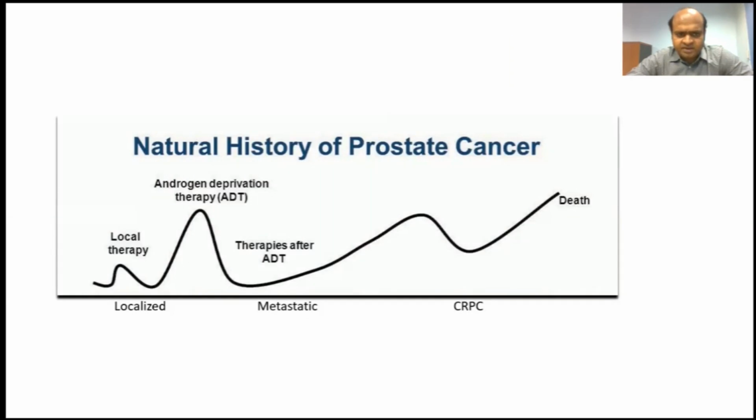ADT, that is androgen deprivation therapy. We also say hormonal therapy. And subsequently, this metastatic prostate cancer becomes castrate resistant prostate cancer. That means they do not respond to hormone anymore. And eventually, these patients die within a year or two once they reach the stage of castrate resistant prostate cancer.